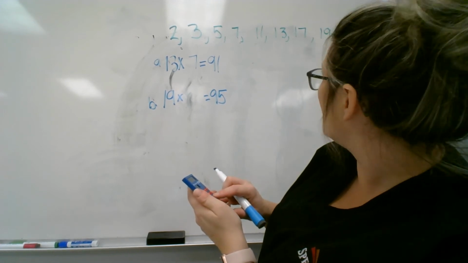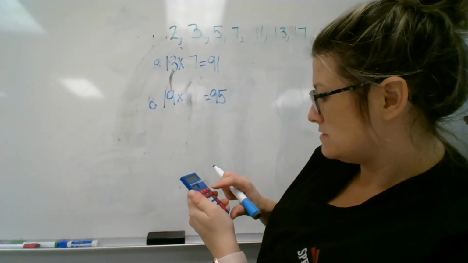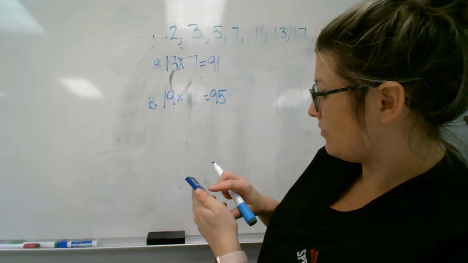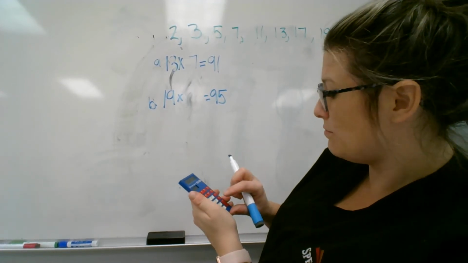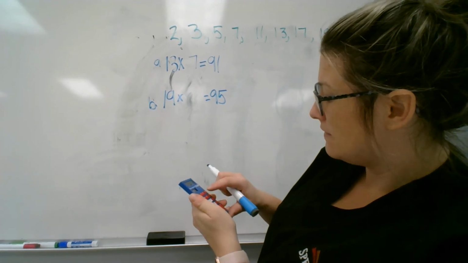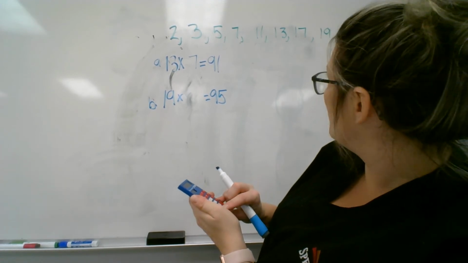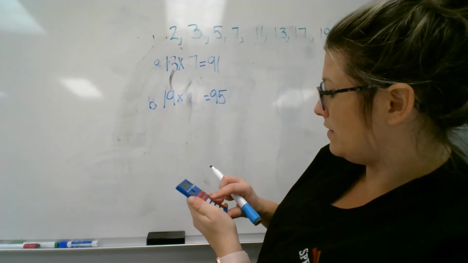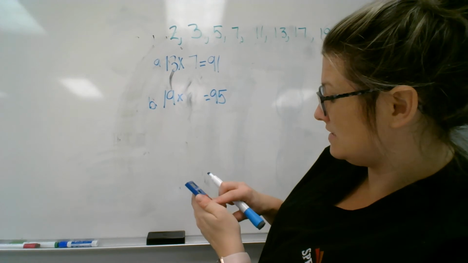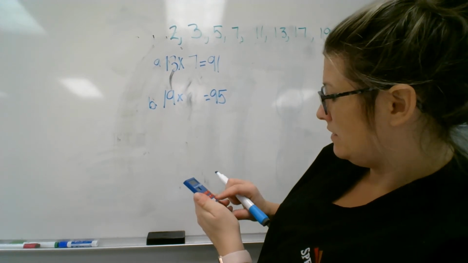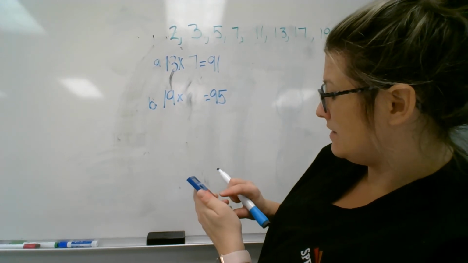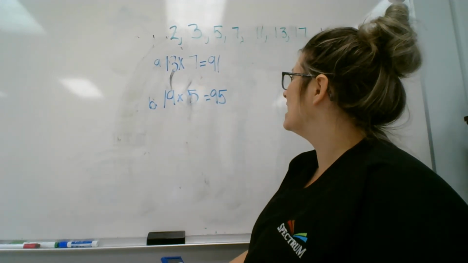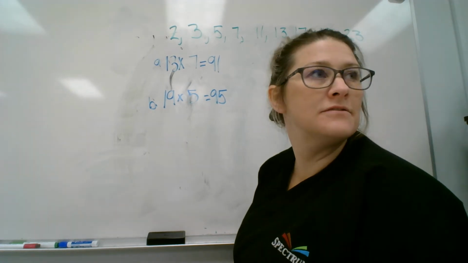Let's see, 9 times. 95 divided by 7, 13 point something, nope. 95 divided by 11, nope. 95 divided by 13, nope. 95 divided by 17, nope. 95 divided by 19 is 5. Okay, so 19 times 5 is 95.